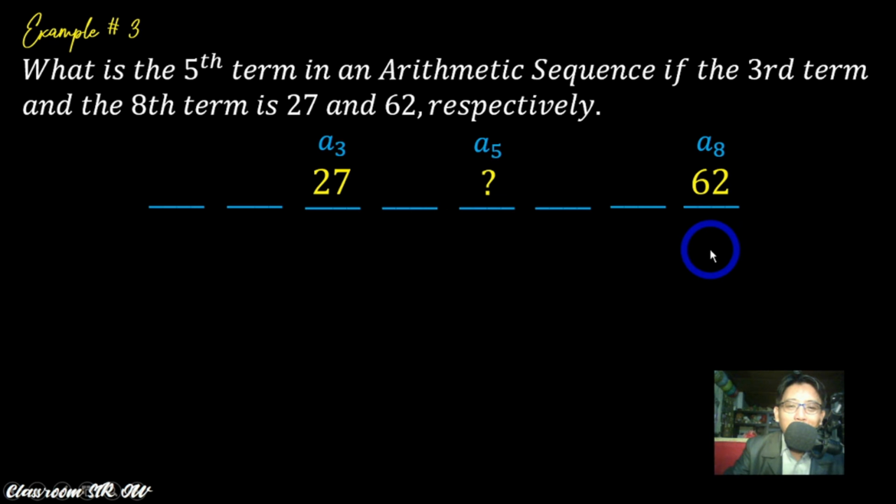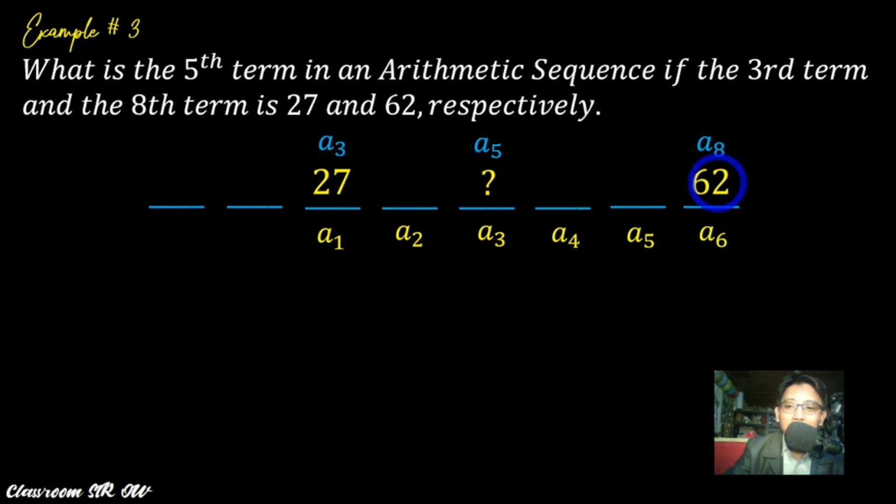So what we are going to do in this problem is assign a sub 3, which is 27, to be our first term. If this will be our first term, it follows that our 8th term, which is 62, is now assigned as the 6th term.